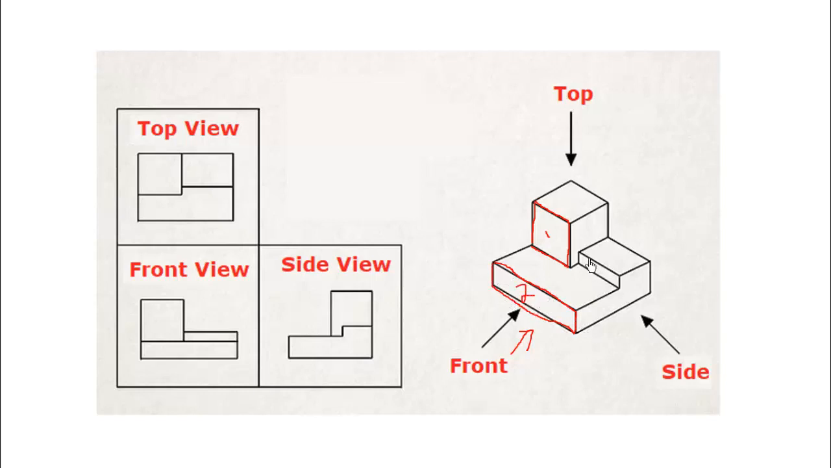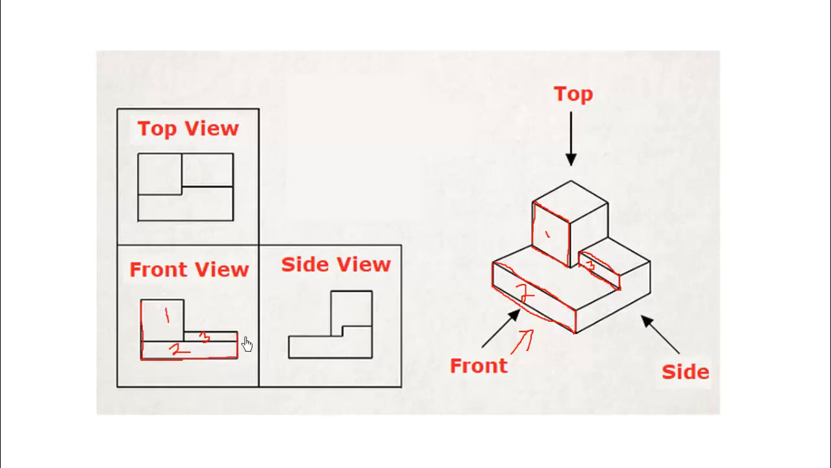And finally, this part of this object will also be visible from the front side. I'll write it as part 3. So these 3 parts of this object will be visible. Here also, this one is part 1, this one is part 2 and this one is part 3. So the edges of these parts have been shown by the object line.